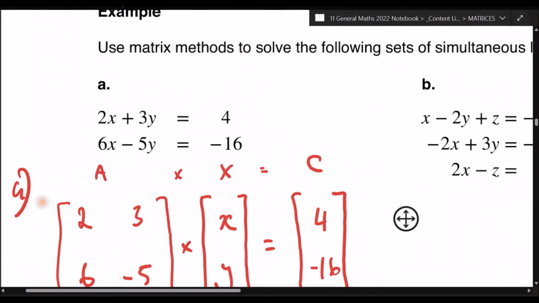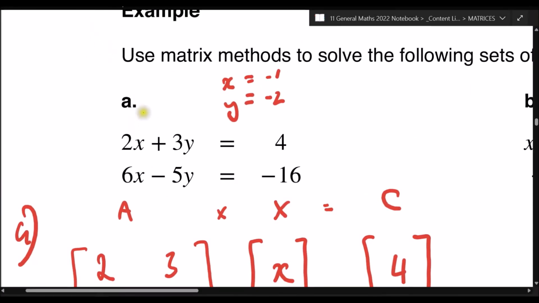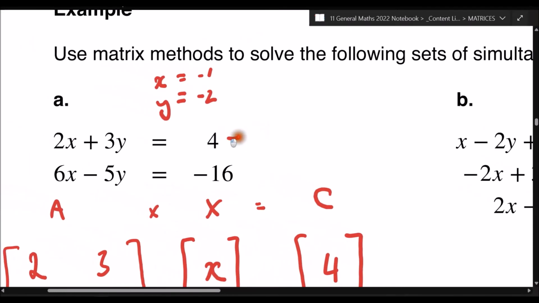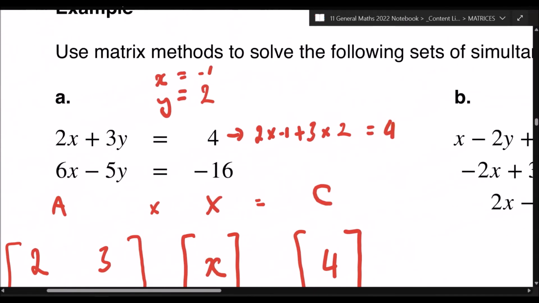Now, I can actually test this by putting it in these equations. So if x is negative 1 and y equals 2, let's put it in that equation to test it. So 2 times negative 1 plus 3 times 2 is supposedly 4. Sorry, y is 2, because otherwise that wouldn't give me a correct number. Let's evaluate that. 2 times negative 1 is negative 2, plus 3 times 2 is 6. So negative 2 plus 6 equals 4. Correct.